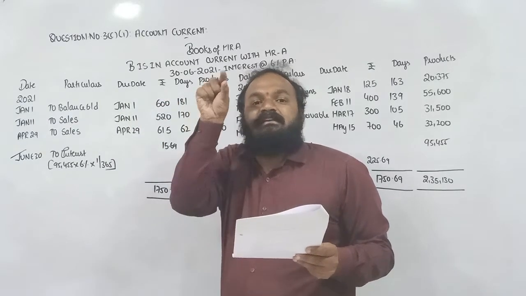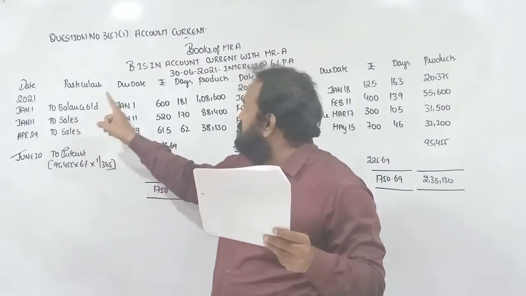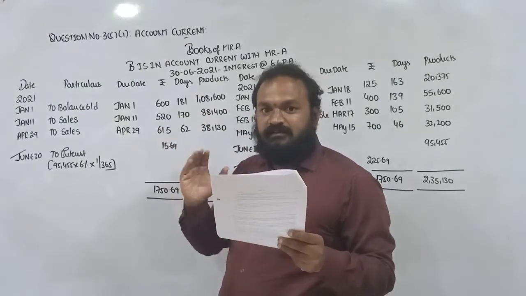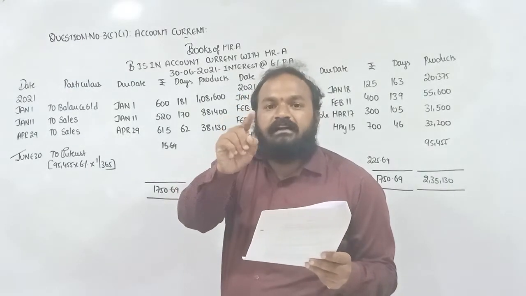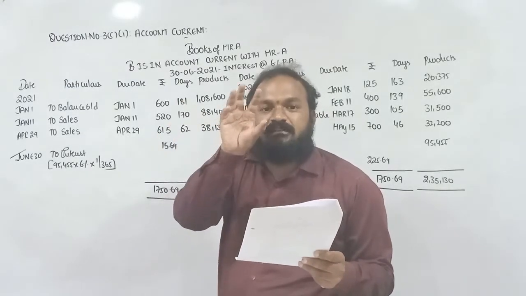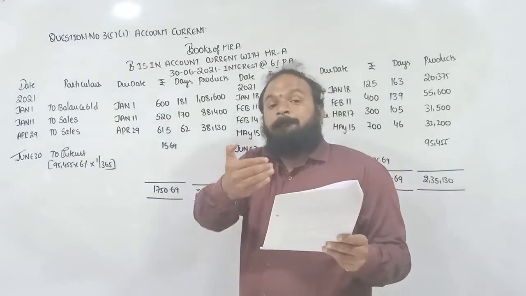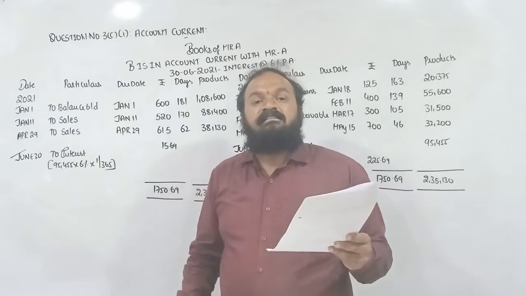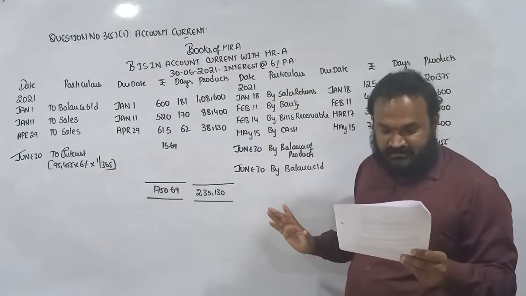So on 1st January, balance due from B. It means B is a debtor to Mr. A. Debtor shows debit balance, to balance brought down 600. Next, sold goods to B. B account debtor to sales. The posting in the account of Mr. B to sales 520. B returned the goods. Sales returns account: debtor to B by sales returns.